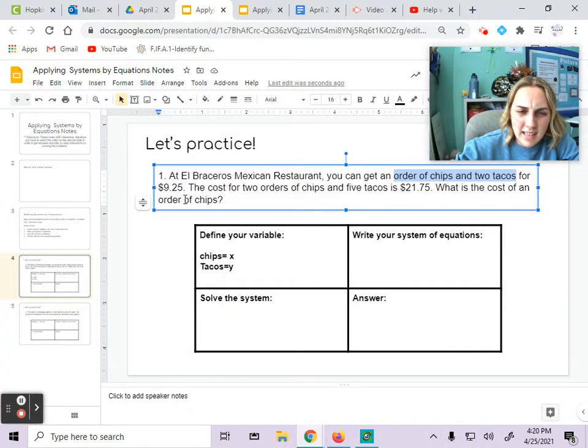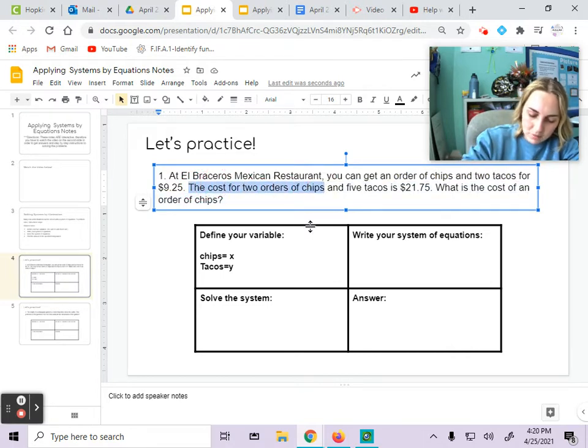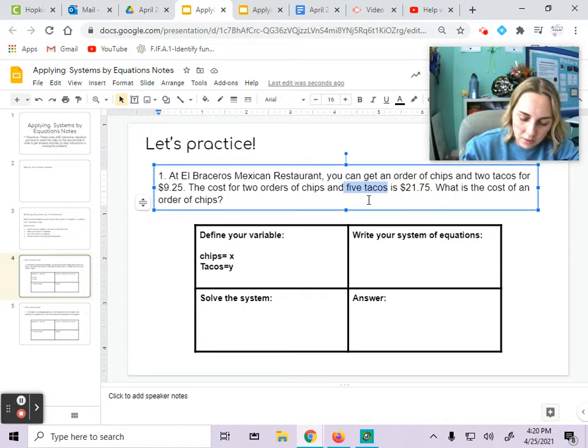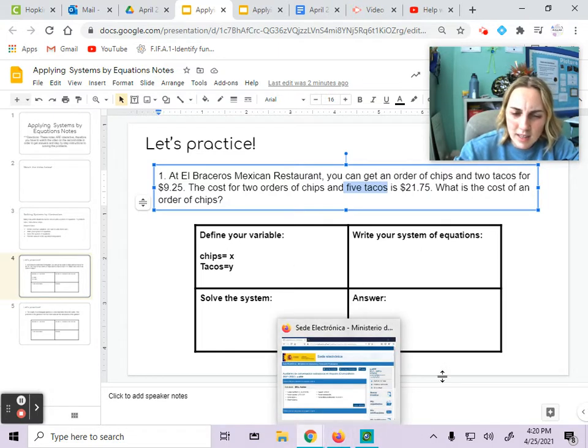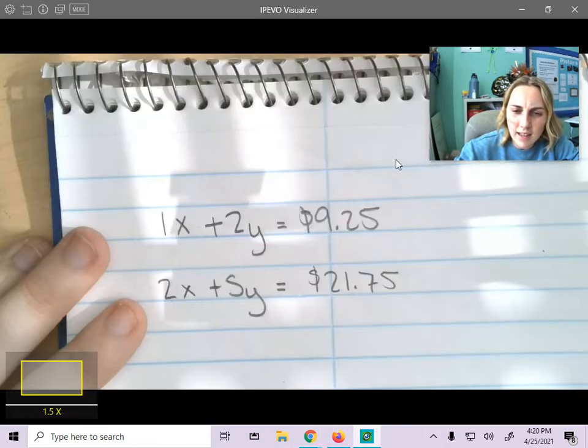Then after that, it says the cost of 2 orders of chips. So I'm going to put 2x down and 5 tacos. So 2 orders of chips plus 5 tacos. Okay. Again, chips is x, tacos are y. That total is going to be $21.75. So then it says, what is the cost of an order of chips? So first I need to solve the system, and then I can go ahead and answer the question.